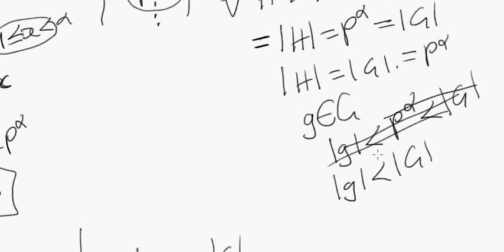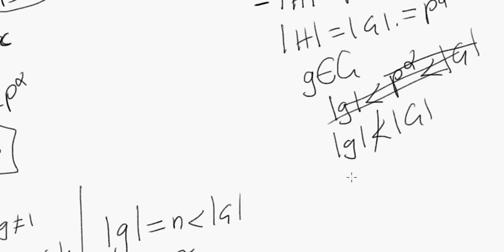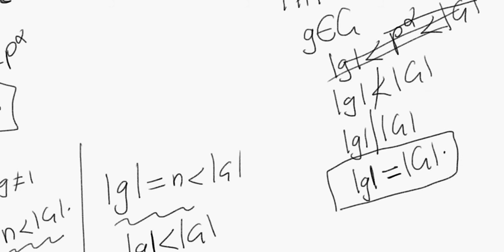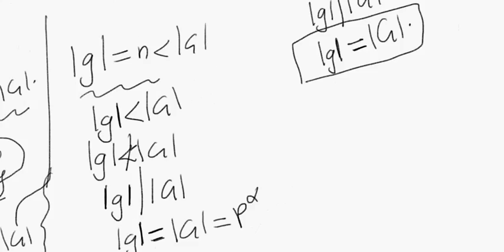So if this can't happen, if the order of any element can't be less than the order of the group itself, then what are we saying? Given that the order of every element actually divides the order of the entire group, if the order can't be less than the order of the group, and the order of every element has to divide the order of the group, can we conclude that the order of every element must equal the order of the group? If the order of every element equals the order of the group, what does that tell us about our group?